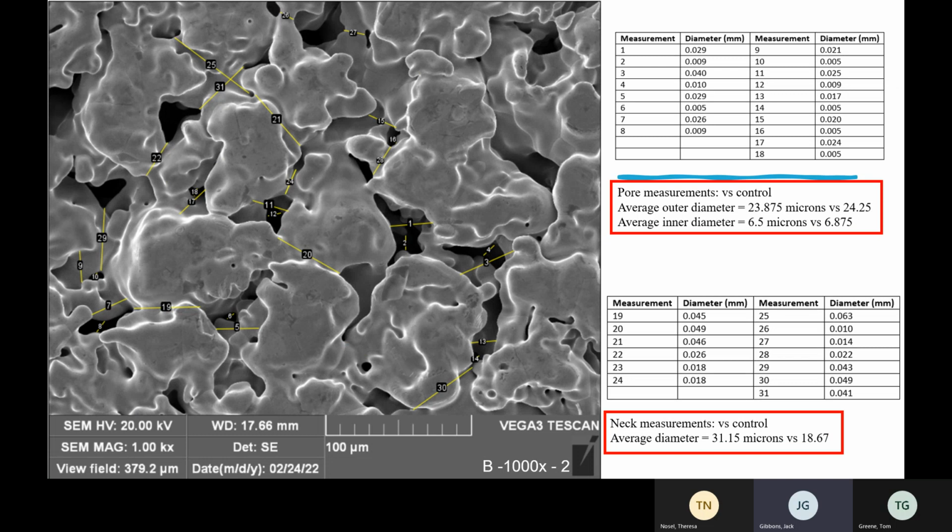Then we have an over-sintered sample B, which was 100 degrees greater than the control temperature, and the inner diameter was 6.5 microns versus the 6.875 for the control, and the necking measurement was significantly greater at 31.15 microns versus the 18.67 microns for the control.